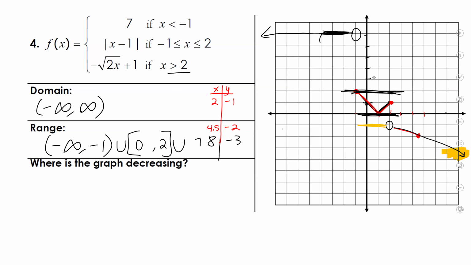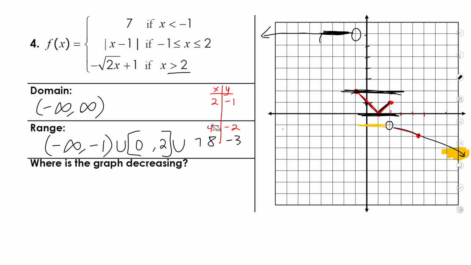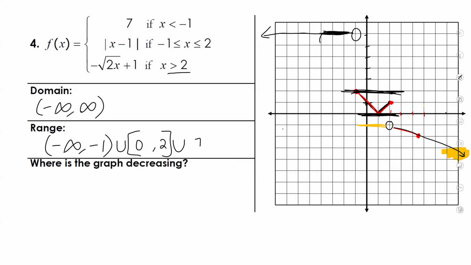Let me erase this table so you don't get confused. All right, so that is our range. Okay, guys, last question. It asks, where is the graph decreasing? Well, let me highlight it for you. It's decreasing from here to here, isn't it? What's the interval where it's decreasing? We're talking about the x-axis. It's decreasing from where to where?